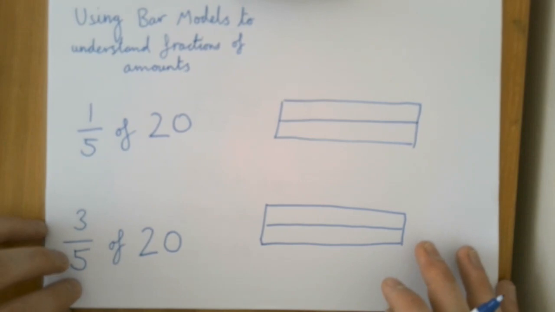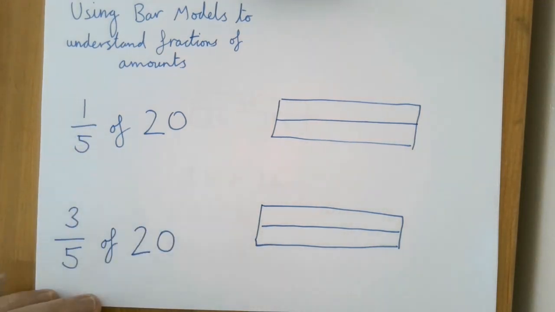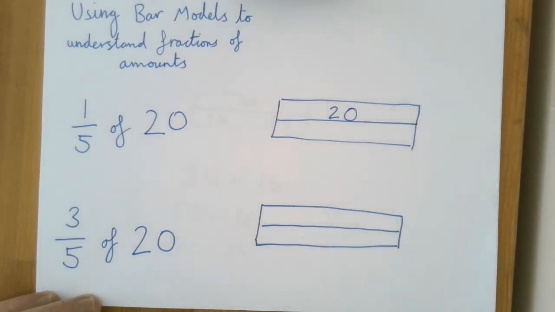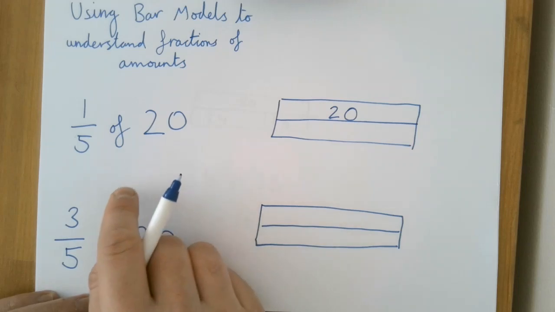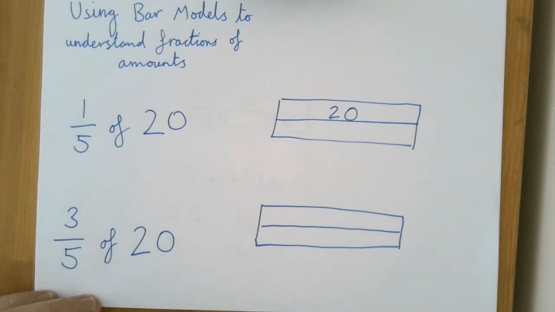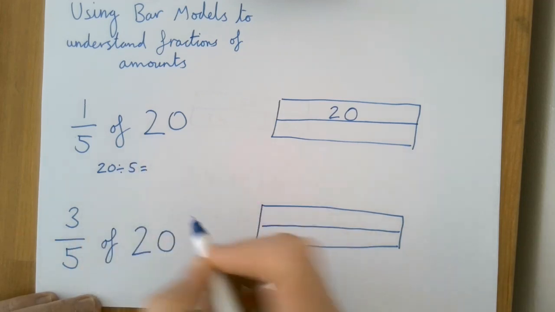But in terms of how to use them for fractions of amounts, we need to talk about their relationship with division. Here our problem is to find 1/5 of 20. In this problem our whole is 20, so that goes up there. To find a fraction of an amount, what we need to do is divide our whole by the denominator. The denominator in 1/5 is 5, so we'd have to do 20 divided by 5, which gets us to 4.